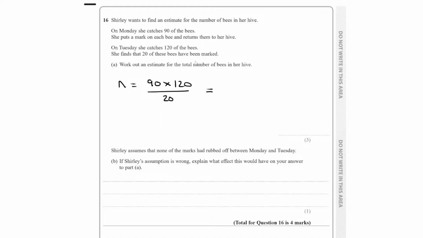And then you want to work that out. You could write it like that and then rearrange it, it depends how you've memorized the formula. So to work this out non-calculator, I'd probably knock off the zeros just to make my life a bit easier. 9 times 12 is 108 over 2.